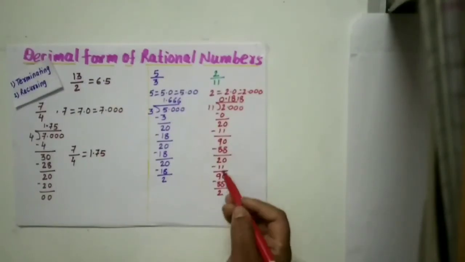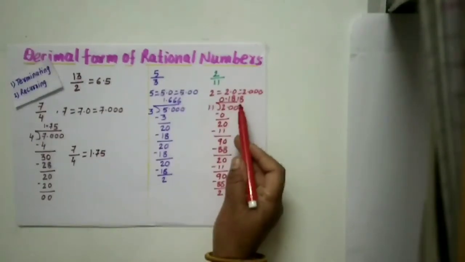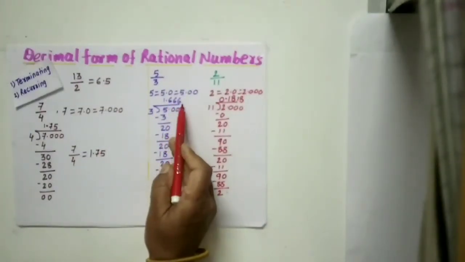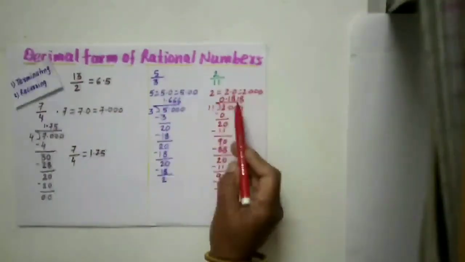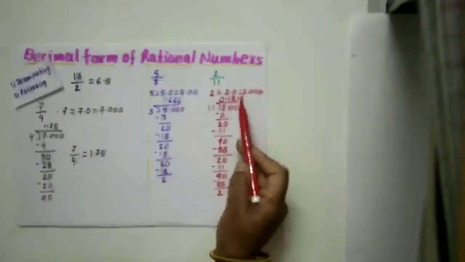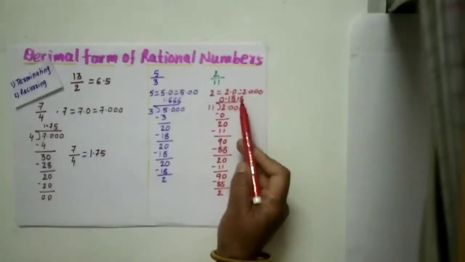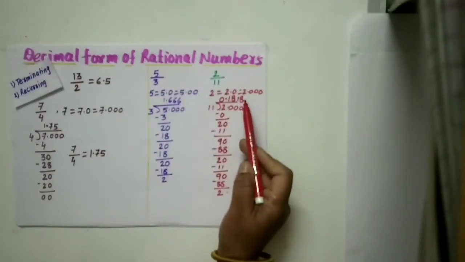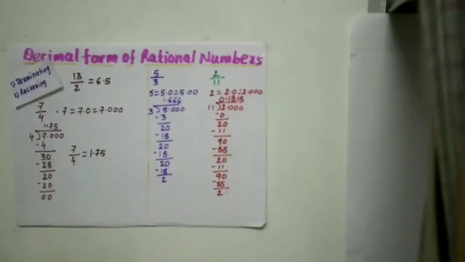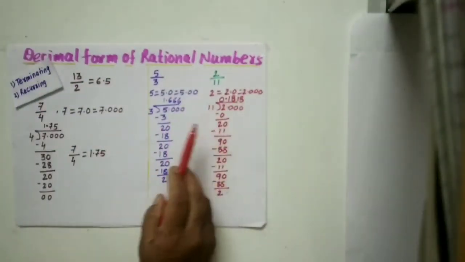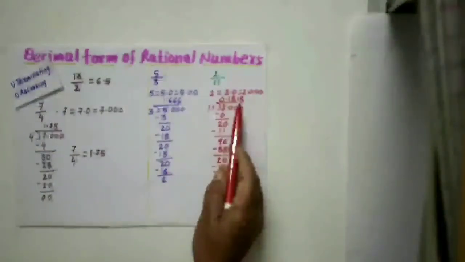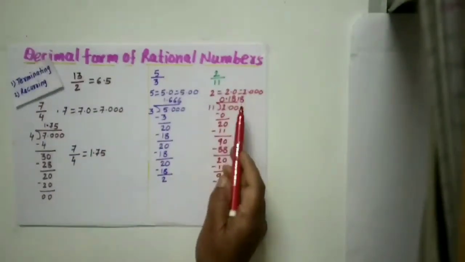Here a group of digits occurs repeatedly, not a single digit. In the earlier example you can see a single digit occurs repeatedly, 6, 6, 6. Here the group of digits, 18, 18, occurs repeatedly. So this type of decimal form is called recurring. These both are the recurring type of decimal form. But here also a difference is there. There only a single digit is occurring repeatedly. Here a group of digits occurs repeatedly.